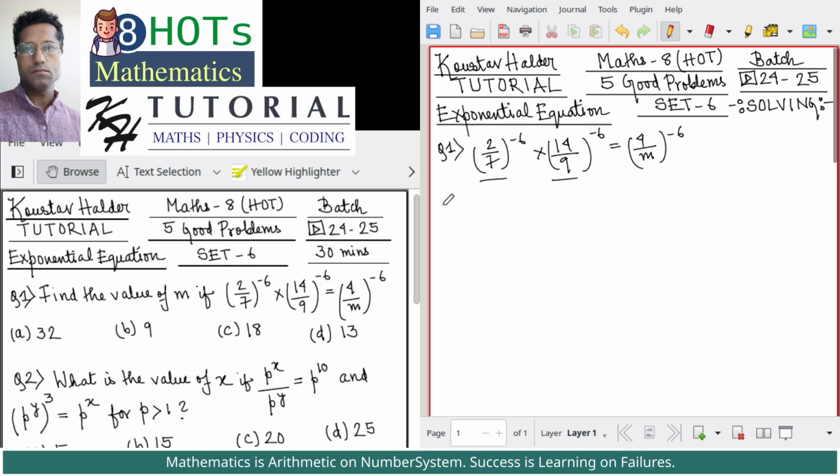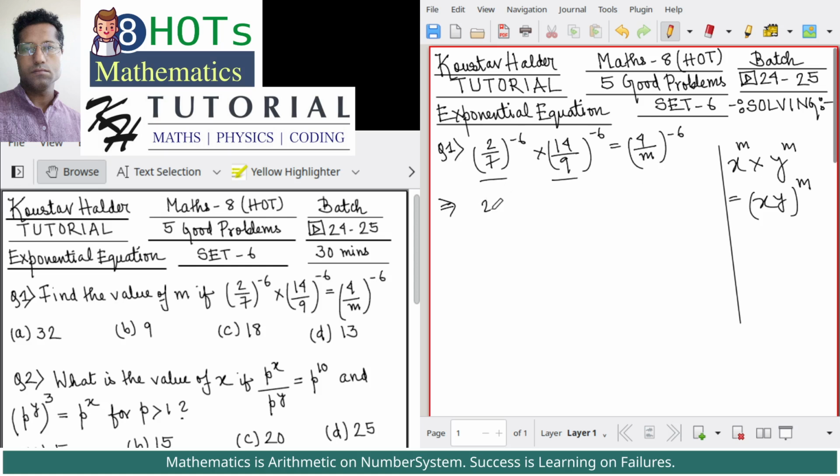How? So I will write down the concepts as and when I am applying them in solving a problem. We know that x to the power m multiplied by y to the power m is equal to (x multiplied by y) whole raised to the power m. So this concept I will apply on the left hand side.